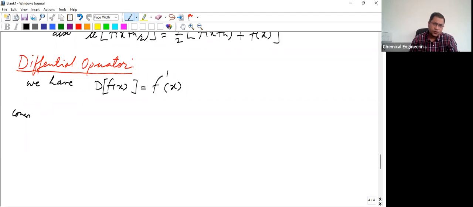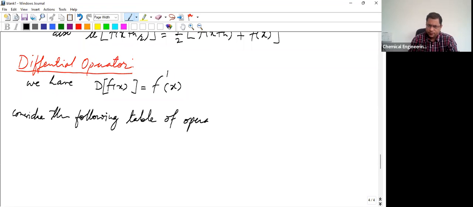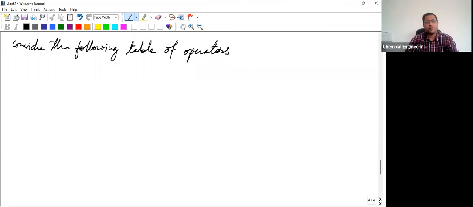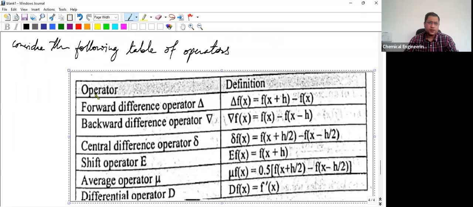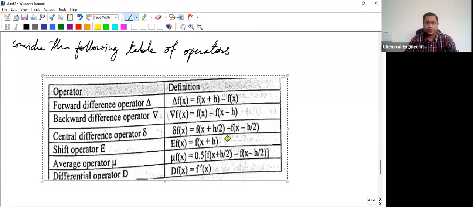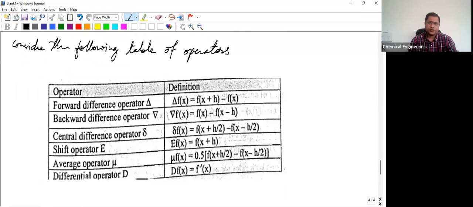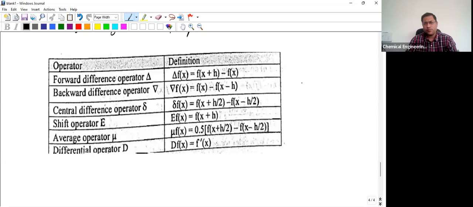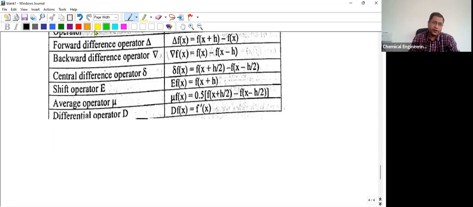Hence, consider the following. So here I'm giving you all operators in one table. So you can see here we have the forward difference, here we have the backward difference, then we have the central difference, then we have the shift operator, then average operator and differential operator. Okay, so now we'll see some properties of the operators.